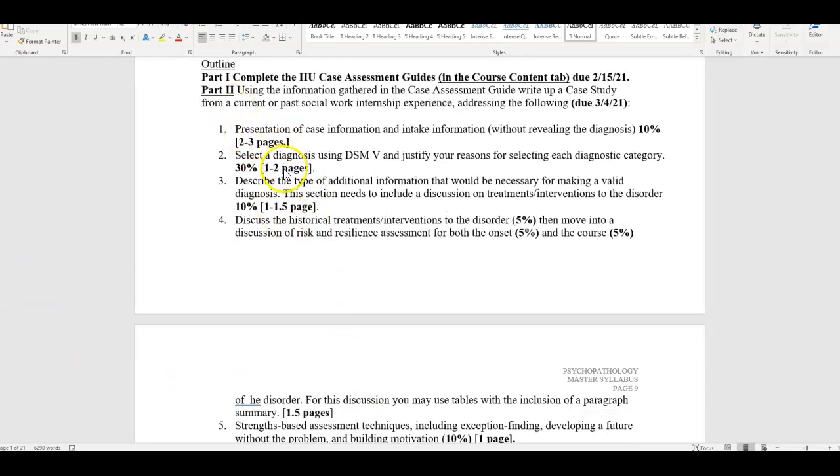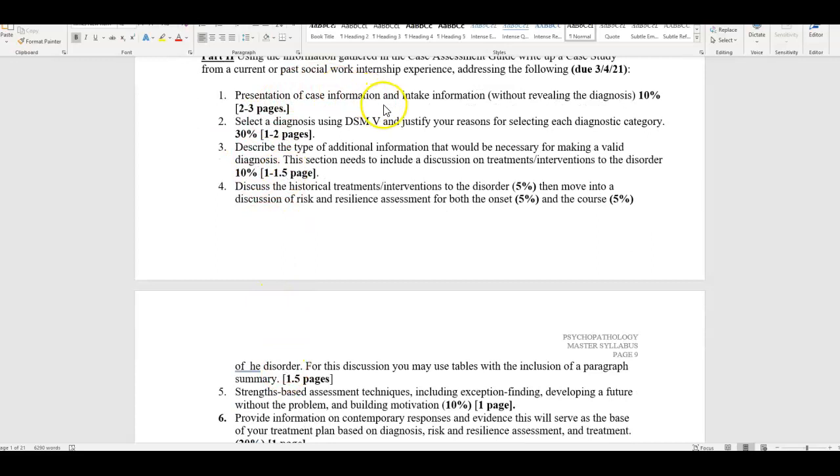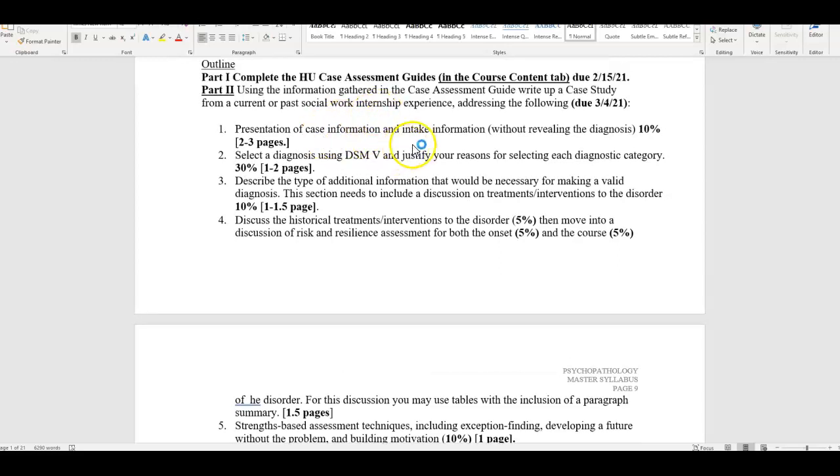Okay. These are the key areas that you're covering: presentation of case information and intake information. This is the summary of your case study guide and mental status exam. Not the full case study guide because it's too much, but the relevant, important clinical information that is gathered that's going to find its way into your case study conceptualization. Again, without revealing the diagnosis here, you're just presenting the case information and intake information.